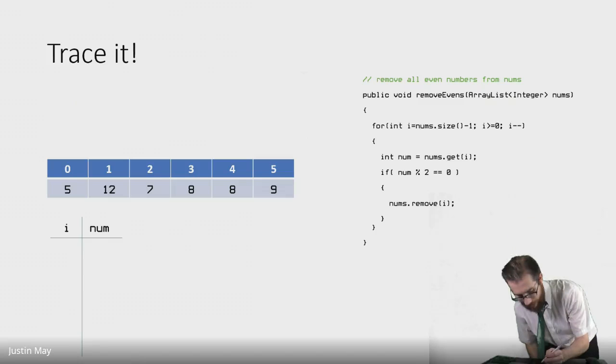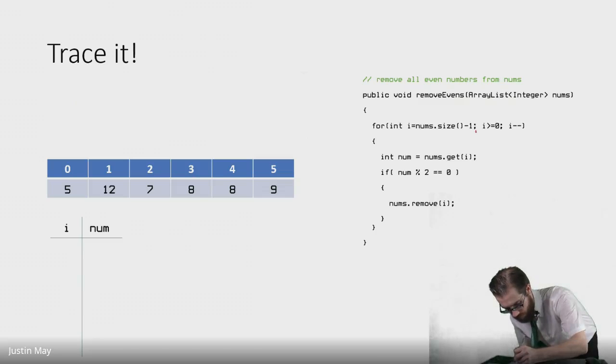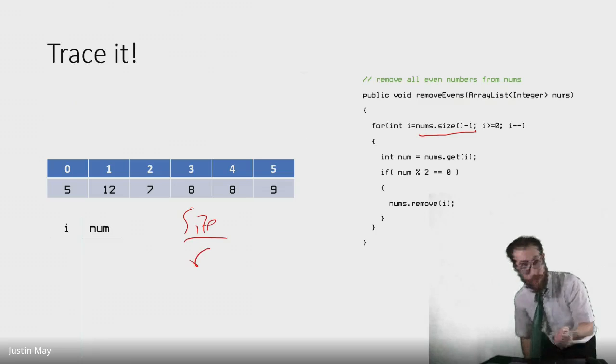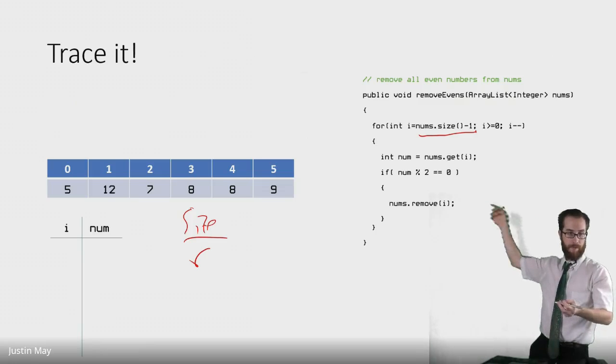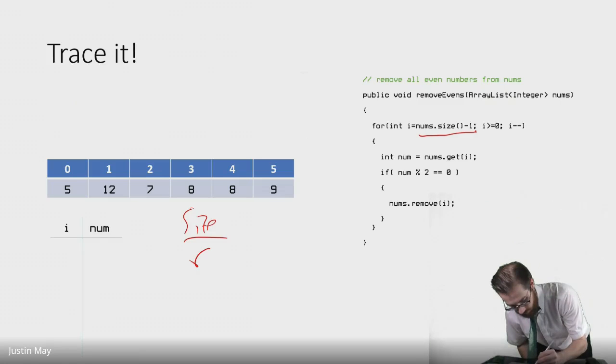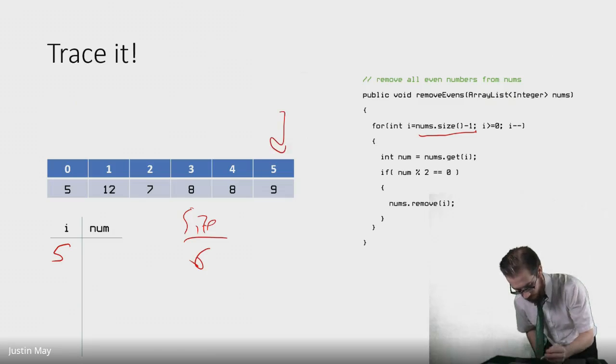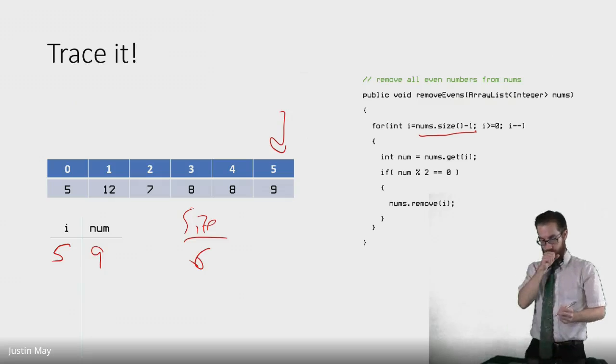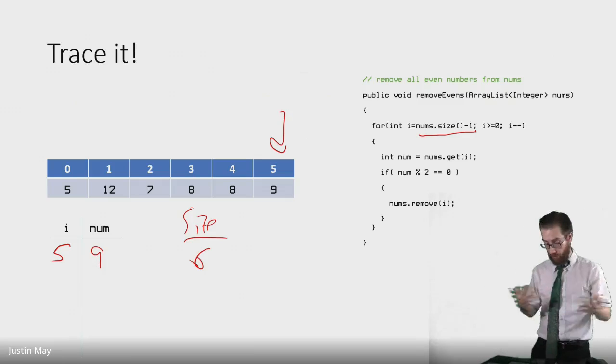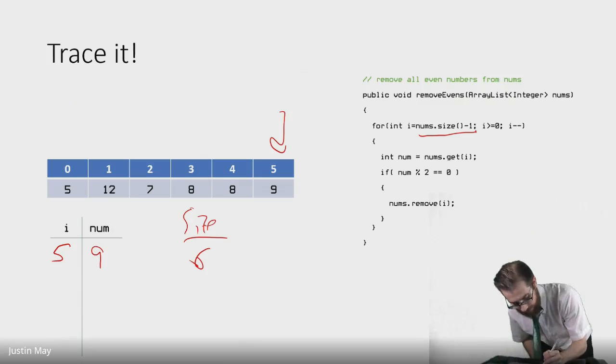So i starts at num.size() minus 1, right? So size is 6. We're just counting the same: 1, 2, 3, 4, 5. There's 6 things there. It's a 6. 6 minus 1 is 5. So num is going to be the value at index 5, which is 9. 9 is odd, so we don't remove it. i gets decremented to 4.